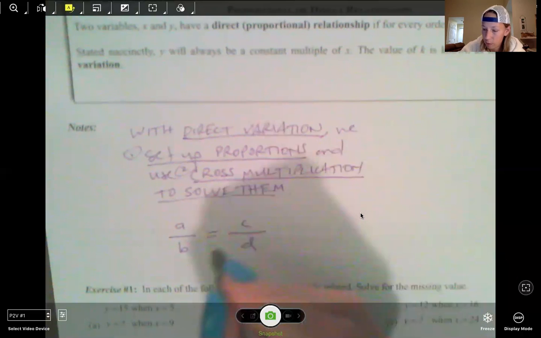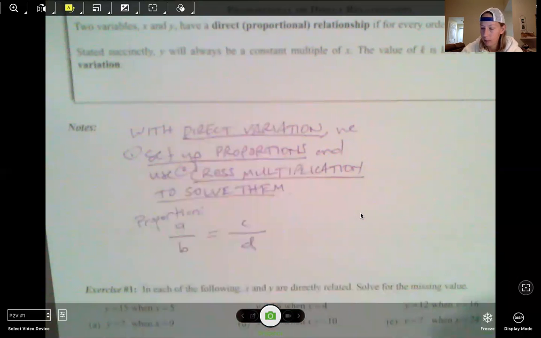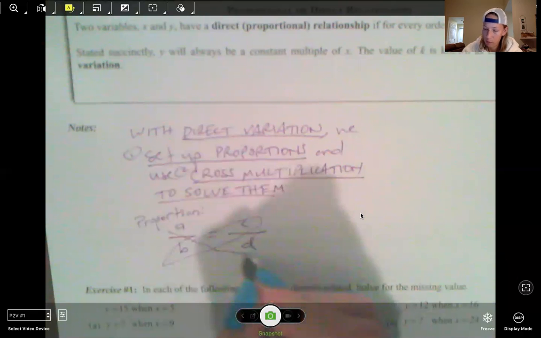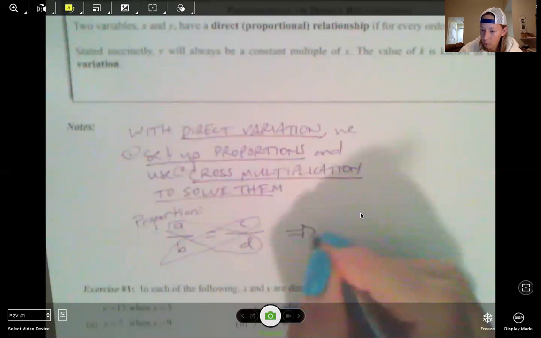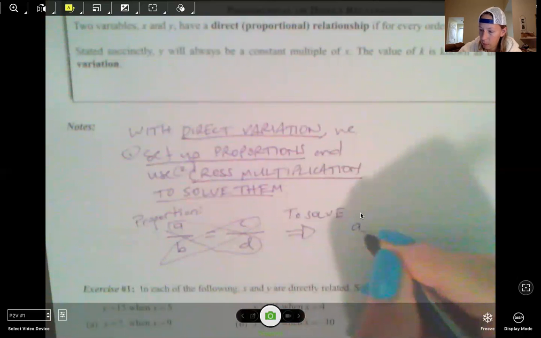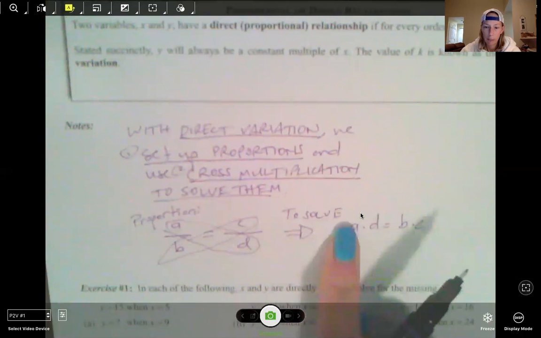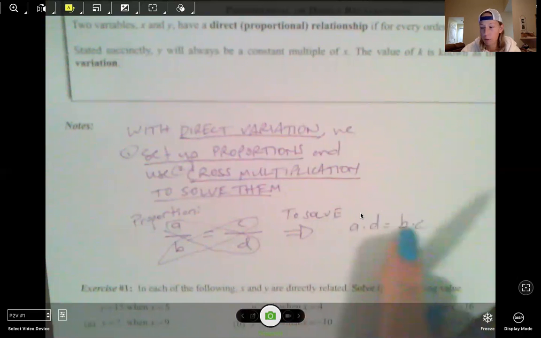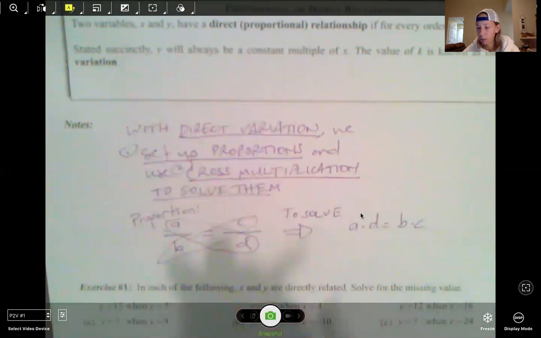So this is what a proportion looks like from the past, and then to solve, I don't know if you guys remember doing this, we circle the diagonals. That's cross multiplication. So to solve, we would say that A times D is equal to B times C. And out of these four variables, we'll usually have three of them that we know the values of, and so we're finding the missing piece. So that's the basics of what we're going to be doing.